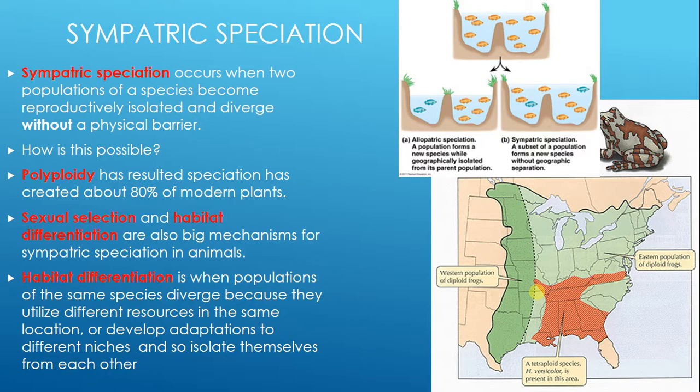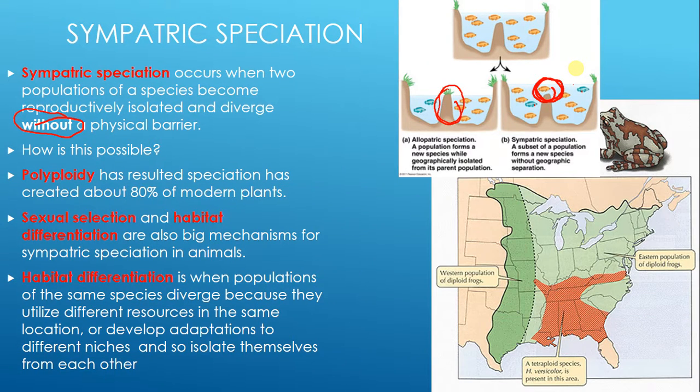The second type of speciation is called sympatric, and sympatric occurs when two populations of a species become reproductively isolated and diverge without a physical barrier, so no physical barrier. For example, with these fish, in allopatric speciation, here's this physical barrier. In sympatric, they can still migrate over the barrier, but we still diverge. How is that possible? Well, there are some different ways.